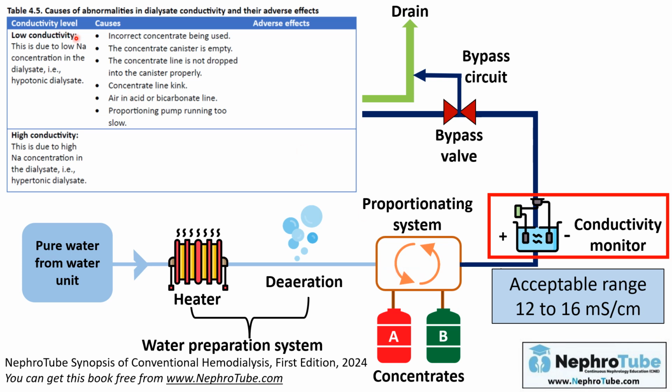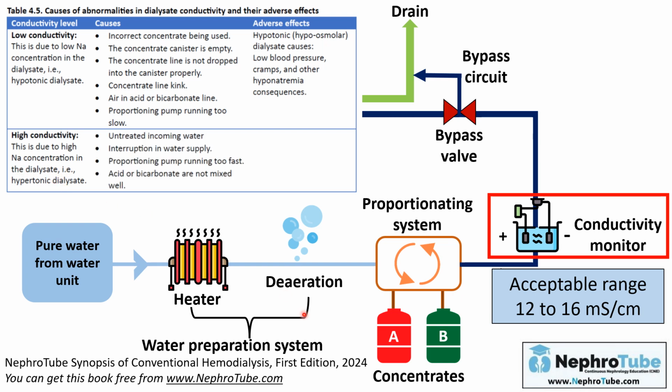What are the adverse effects of having low sodium in the dialysate? Now you have hypotonic, hypoosmolar dialysate that will cause low blood pressure, muscle cramps, and all other hyponatremia sequelae can affect the patient. What may cause high conductivity? High conductivity is present due to high sodium concentration in the dialysate. So you now have hypertonic dialysate. What can make high sodium concentration in the dialysate?